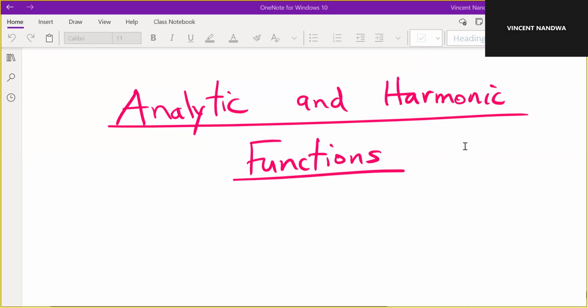Gloria, are you able to see my screen? My whiteboard projection? Yes, sir. Okay, good.